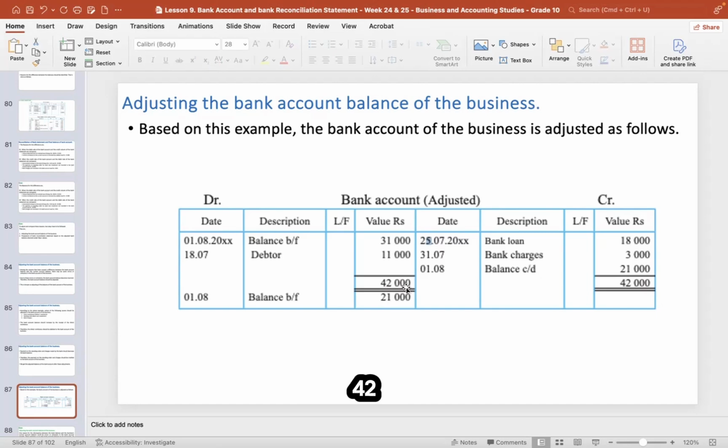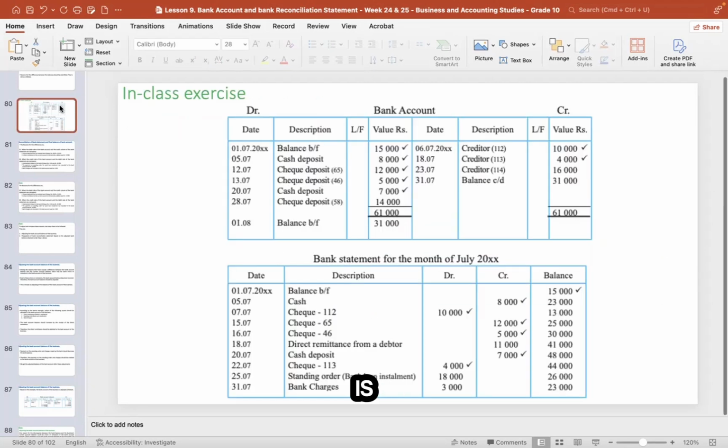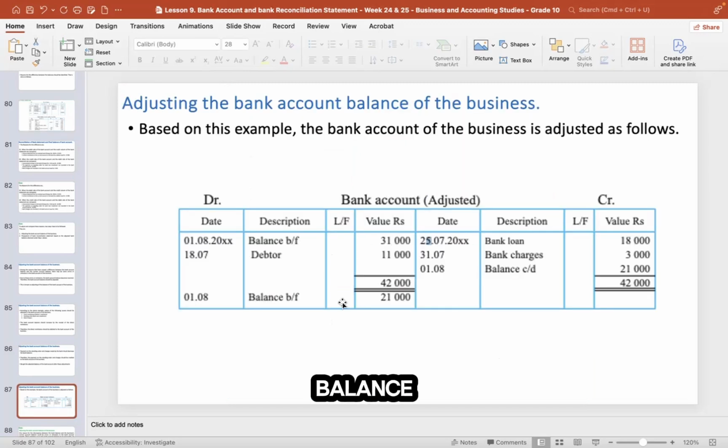21,000 from this 42,000, I am simply explaining the balancing of the account, you get this 21,000. So by this time it is reduced to 21,000. Once you have adjusted the bank account, it is 21,000 balance brought forward. But still there is a difference, because if you look at the bank statement, it is 23,000. Now here we adjusted the bank account balance and it is 21,000. So step one, we have to do this.